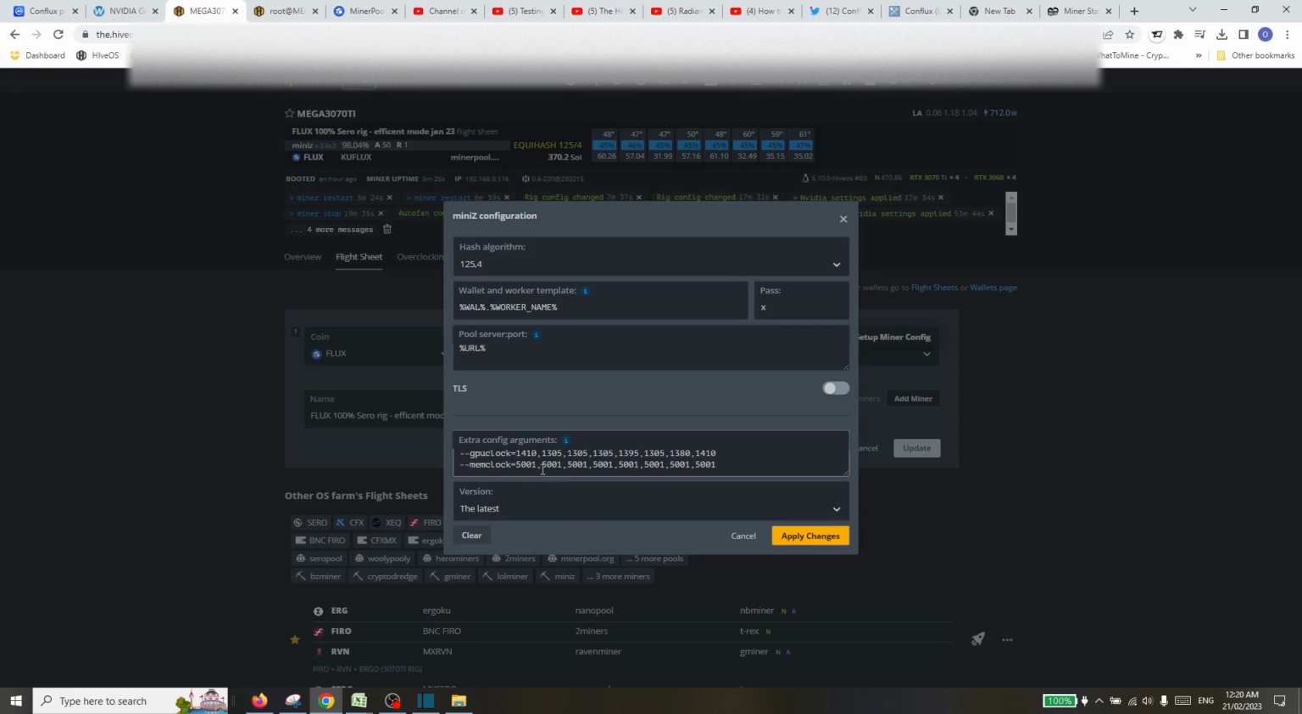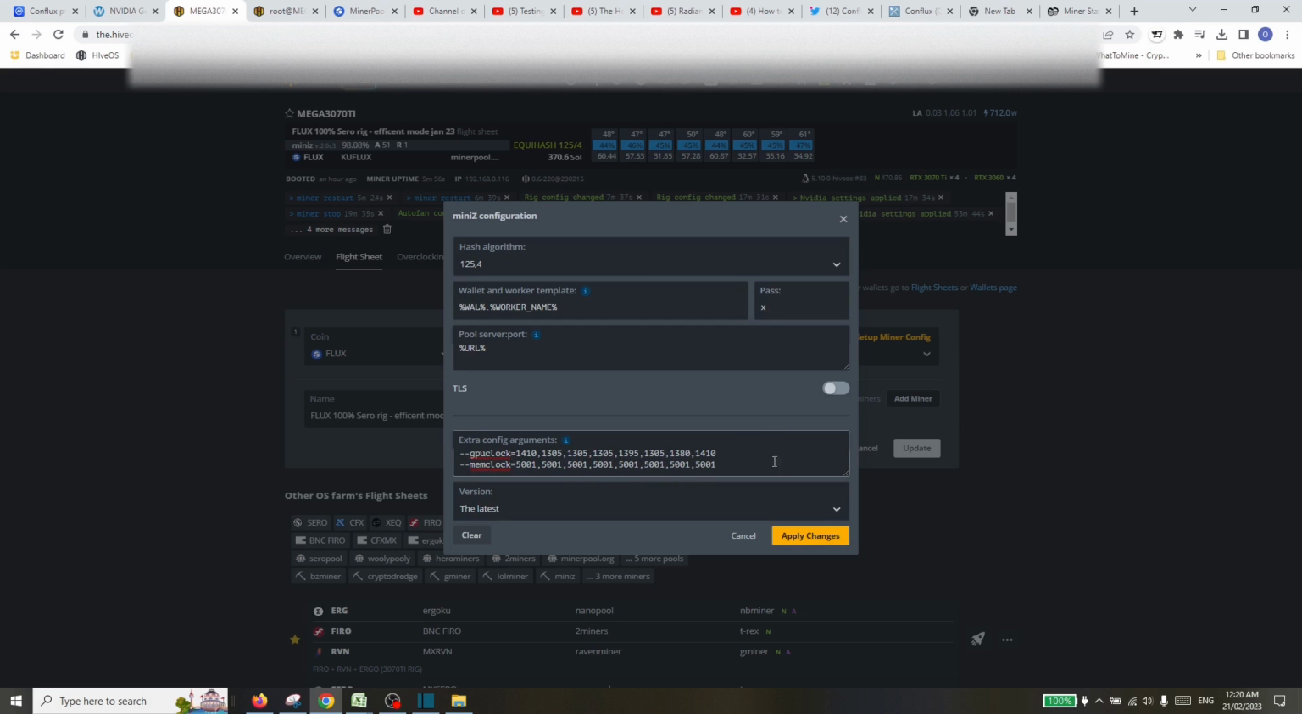What I've been finding with the 3070 Ti's, I've been running around 1395 to 1410 GPU clock fixed. And on the 3060s, I have been finding the best results around 1305.